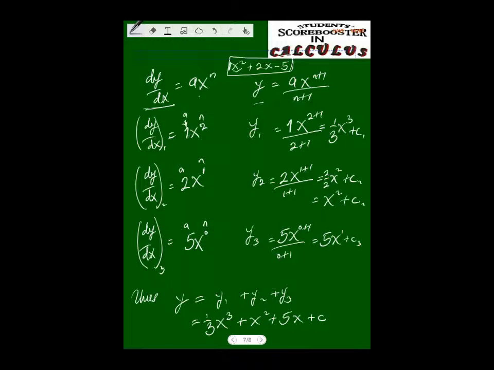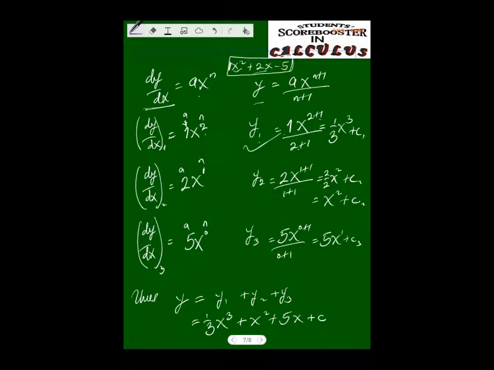That is why I have the first one, dy dx, first one is 1x squared. So my a is 1, my n is 2. So if I come here now, it's going to be 1 x raised to 2 plus 1 over 2 plus 1, and that will be 1 over 3, since 2 plus 1 is 3, then x cubed plus c. That is the first one.